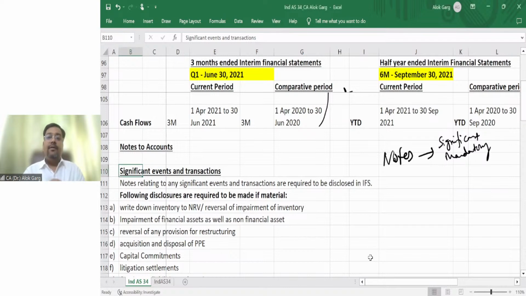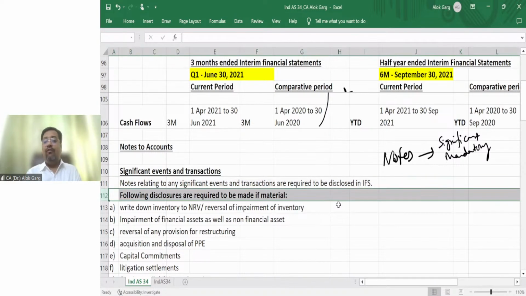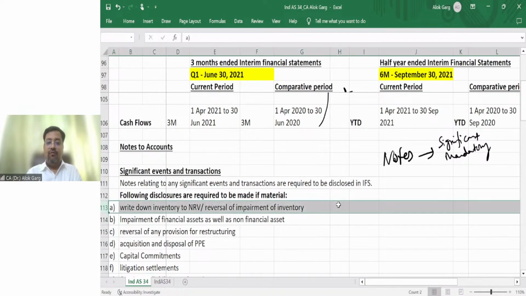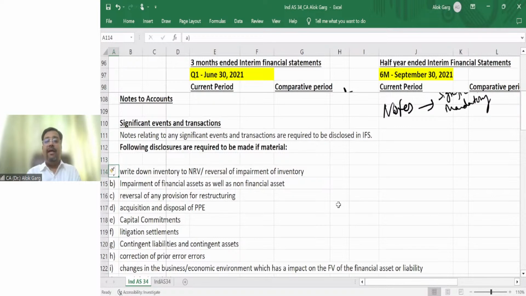Okay. Now let's discuss what the significant notes are which are required to be given. Notes relating to any significant events and transactions are required to be disclosed in the interim financial statement. The following disclosures are required to be made if material. What disclosures are there? Write down of inventory to NRV, net realizable value, and reversal of impairment of inventory.